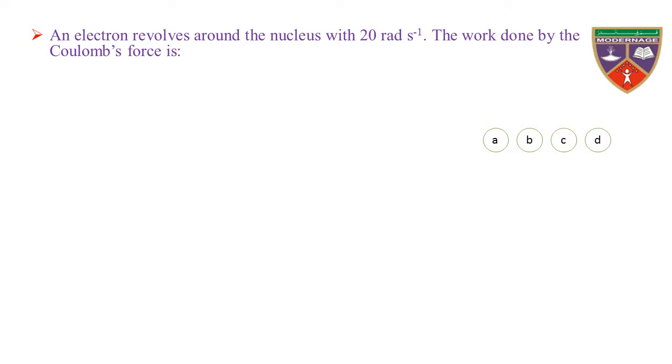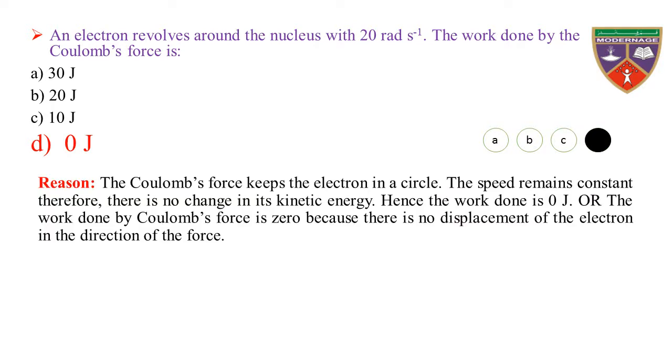An electron revolves around the nucleus with 20 radians per second. The work done by the Coulomb's force is option A 30 joules, option B 20 joules, option C 10 joules, option D 0 joules. The key is 0 joule. Therefore, the correct option is D.